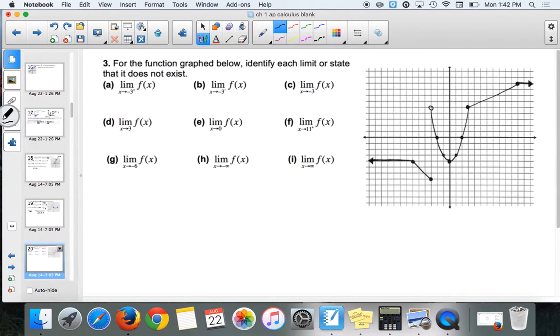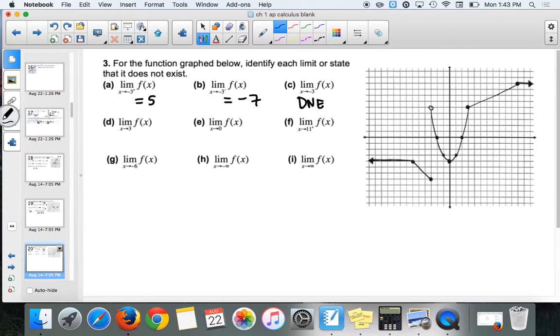All right, do you guys want to try this one really quickly, or do you want me to do it for you? So for the function graph below, identify each limit or state that it does not exist. So as you approach -3 from the right, so here's 1, 2, 3, -3 from the right, you go to 1, 2, 3, 4, 5. So that one's 5. Negative 3 from the left goes to 1, 2, 3, 4, 5, 6, 7. Negative 7. So negative 3 in general is D and E.